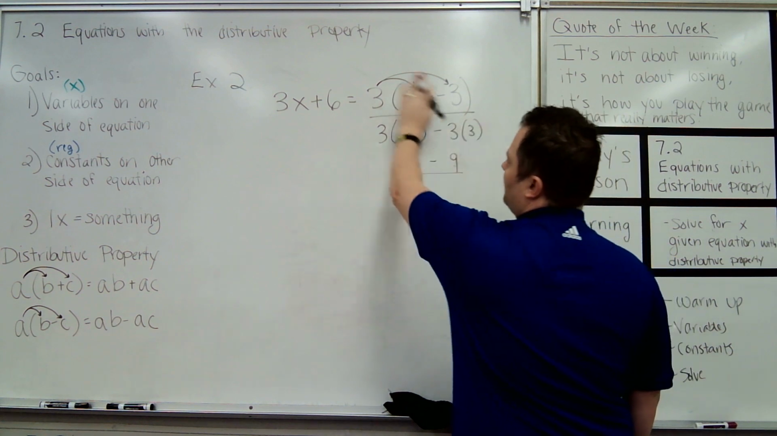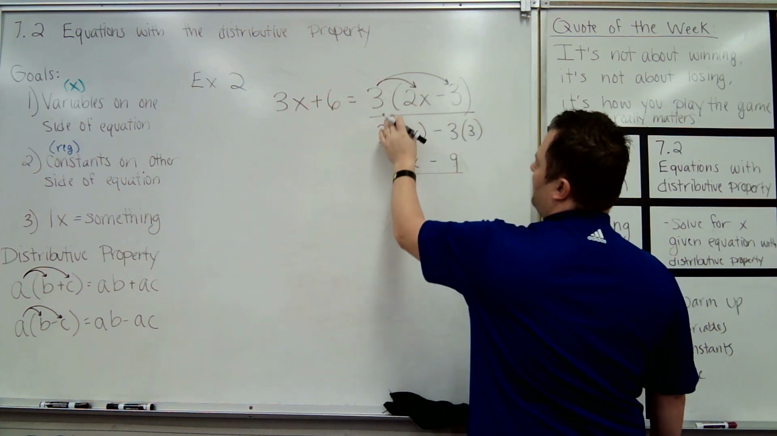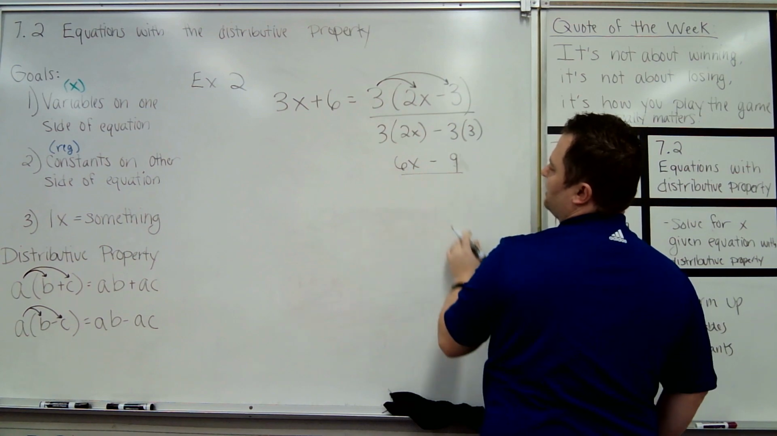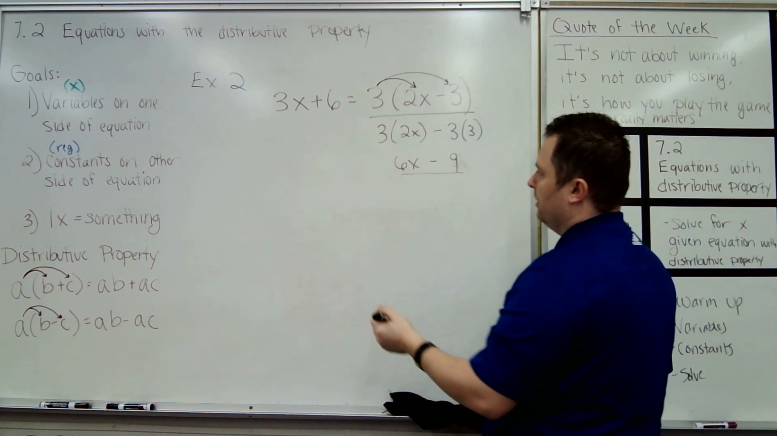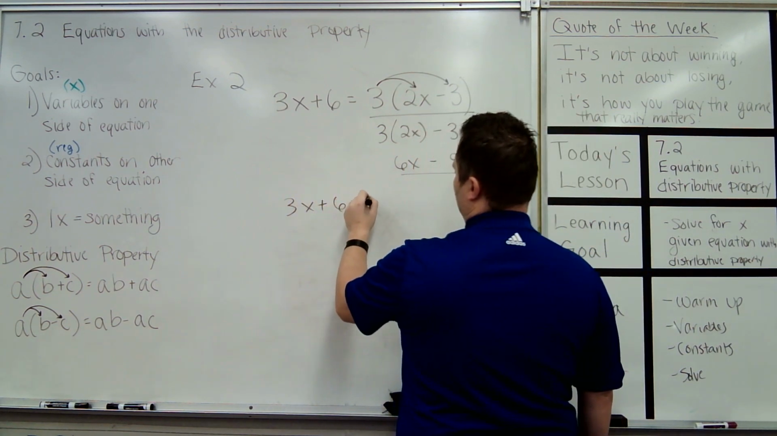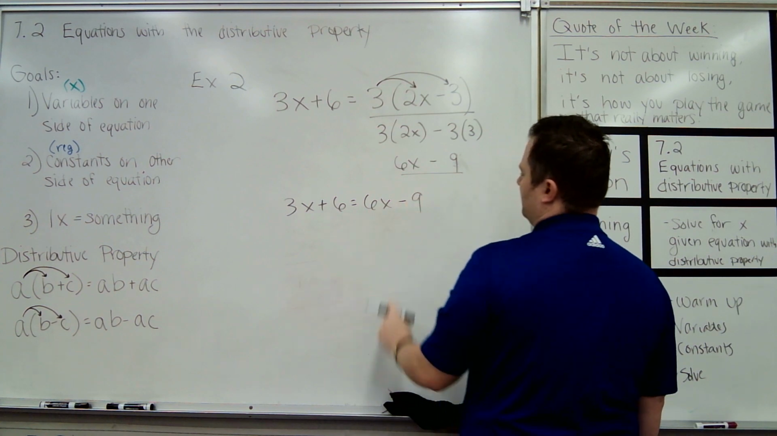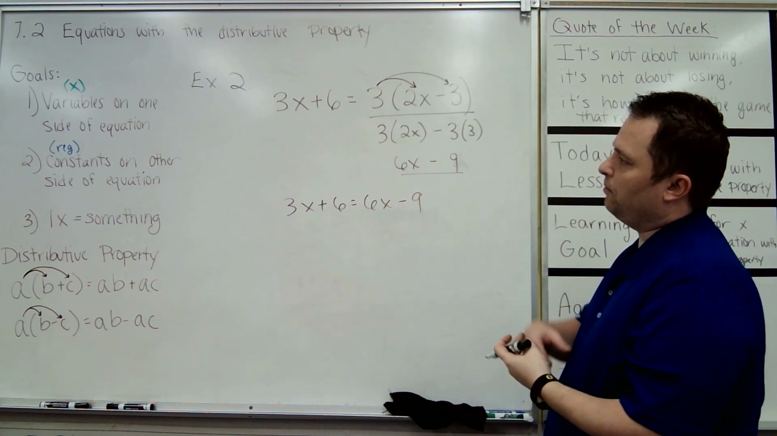So let's rewrite this whole thing. I'm going to keep this side the same. It's okay for me to deal with. But this side I'm going to rewrite as 6x minus 9. Remember, distributive property only rewrites stuff. So 3x plus 6 equals 6x minus 9. Okay. Now I can get to work on my 3 goals.